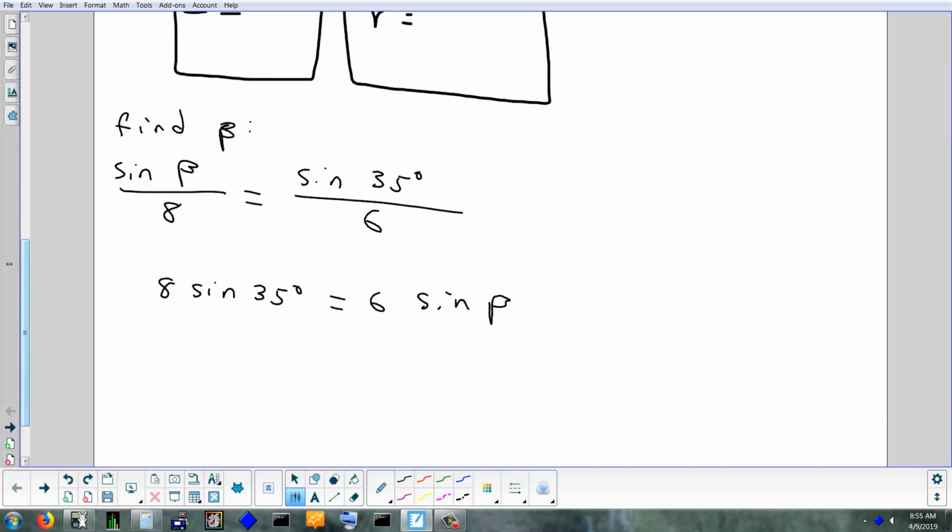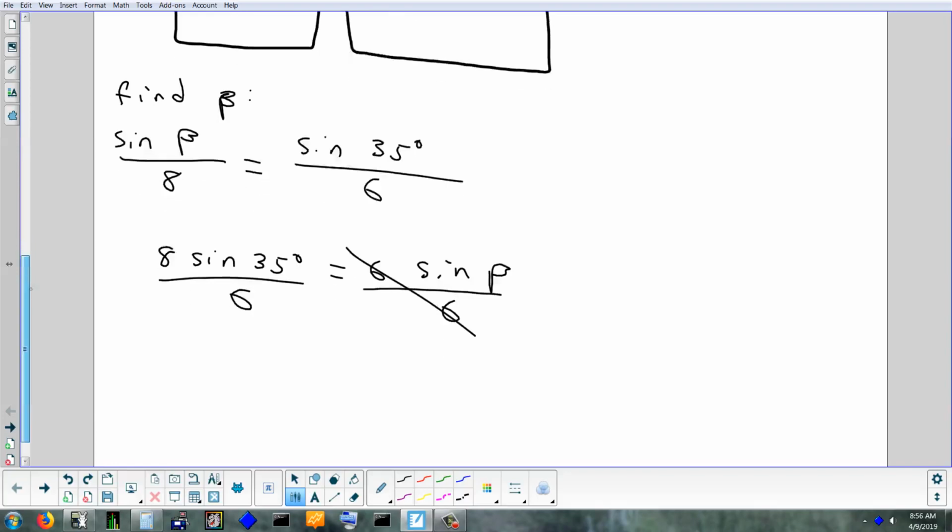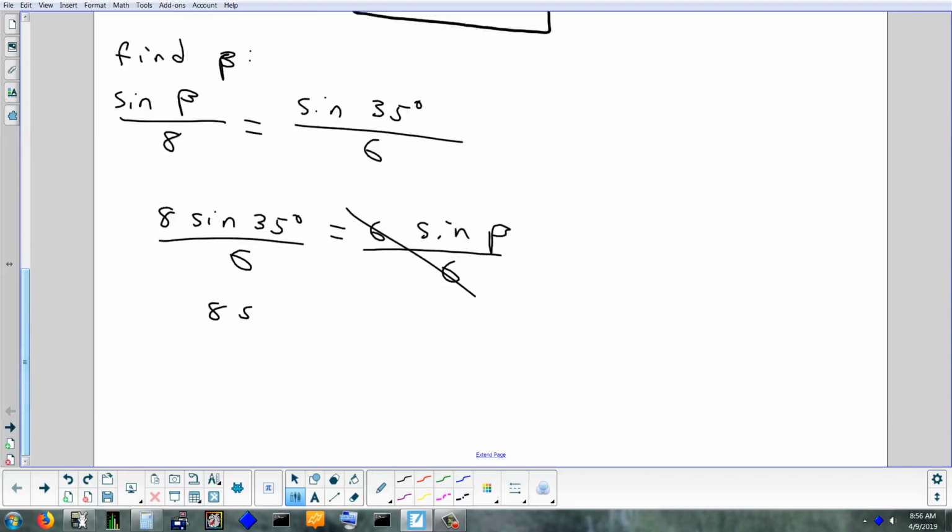Well, the 6 and the sine are two separate things. So let's pick one of them. This, the 6. And how would you get rid of the 6? Yep, divide each side by 6. Okay, so that's gone. So now I've got 8 sine 35 over 6 equals sine beta.